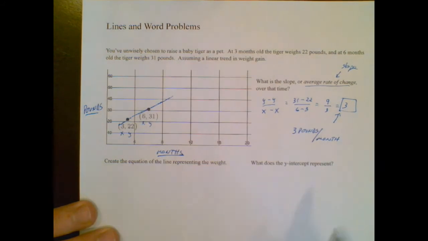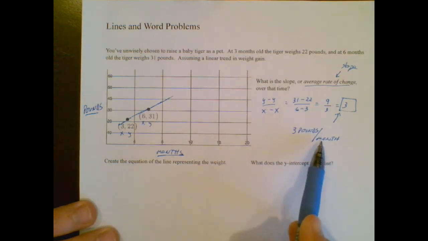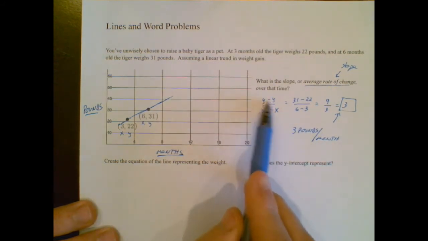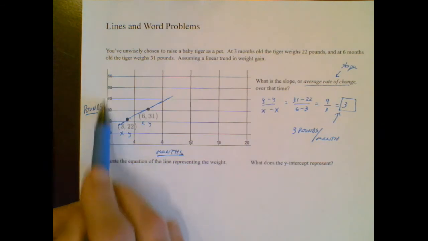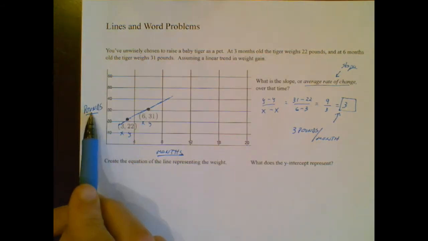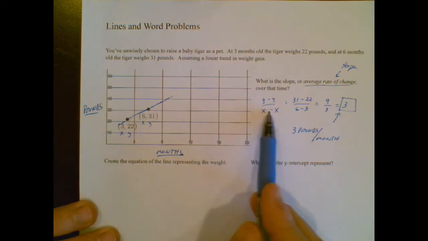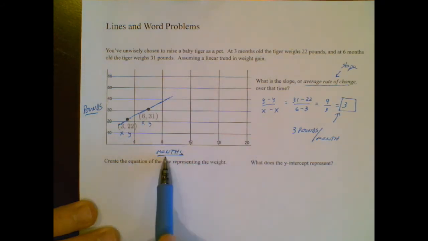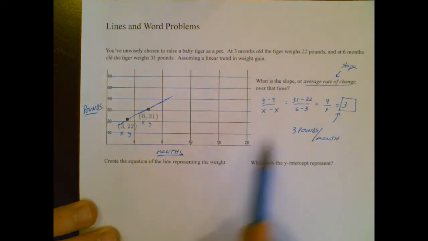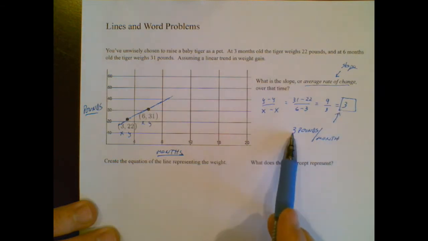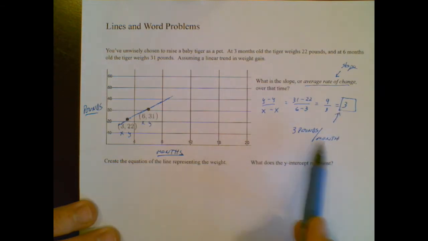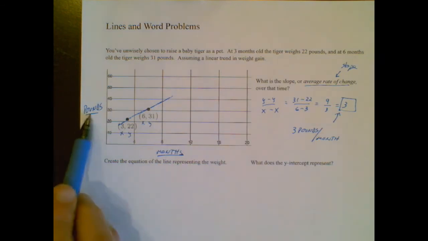Those are the units. And sometimes people wonder about the units, but if you think about this, my y is in the numerator, my y-axis has pounds, my x is in the denominator, my x-axis has months. This slope means the tiger is gaining 3 pounds per month.